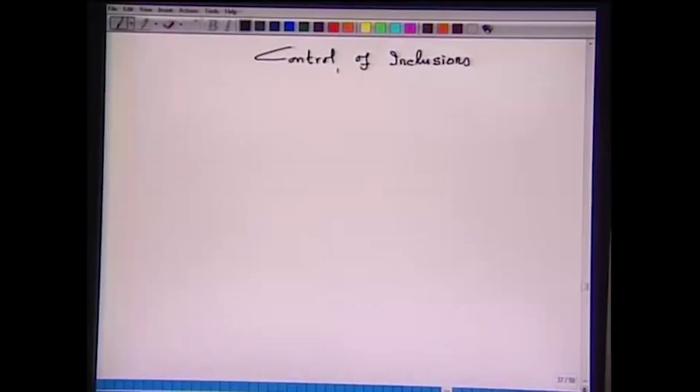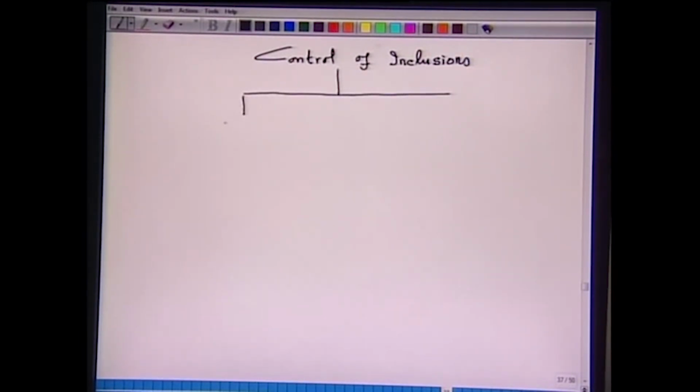Now, once you know these are the sources of inclusion, how to control the inclusion formation? Obviously, the next important thing is control of inclusions. A clue for control of inclusion will come from the source of inclusion, that is, from where the inclusion comes. You control it, so inclusion will not be entering or forming during the subsequent stages. So, what will I do? I will try to make a flow sheet to explain the control of inclusion.